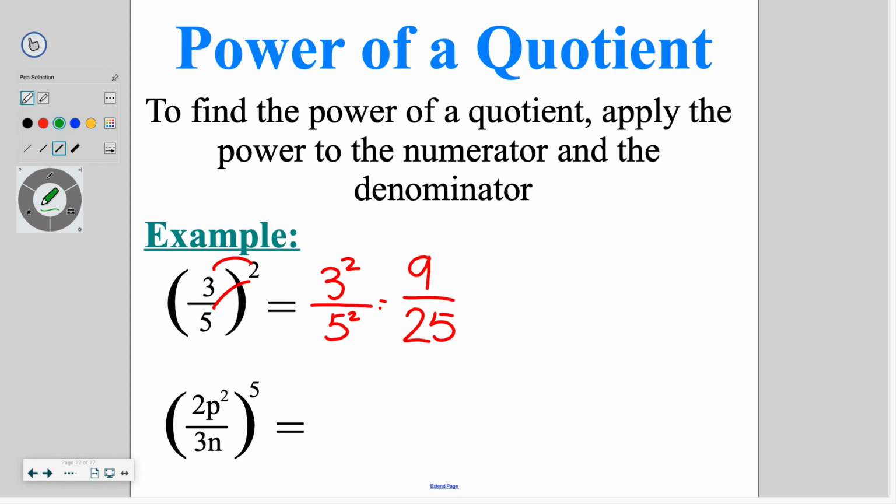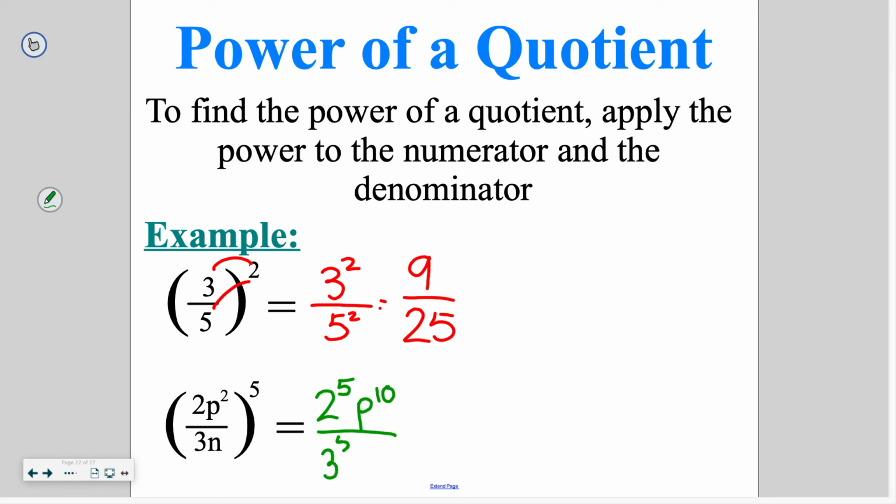On this bottom one, we've got the top goes to the second power, so 2 to the 5th power, and then p to the 10th power, over 3 to the 5th power, n to the 5th power. So again, this is another one of those distributive properties, and then we're going to want to finish simplifying our expression. We've got 2 to the 5th power, giving us 32p to the 10th, over 3 to the 5th power, giving us 243n to the 5th.